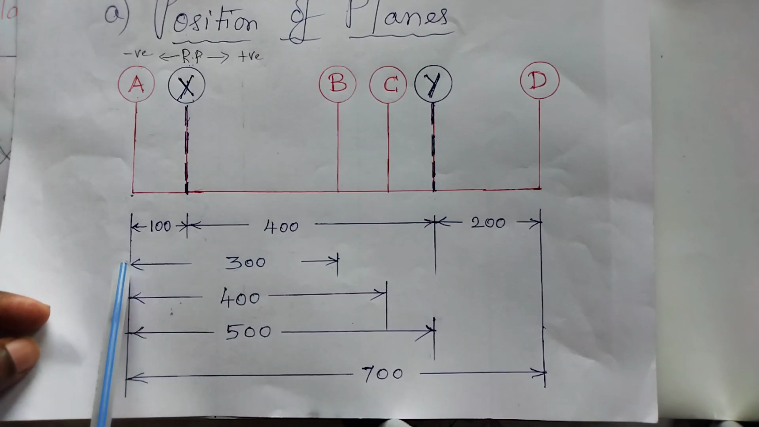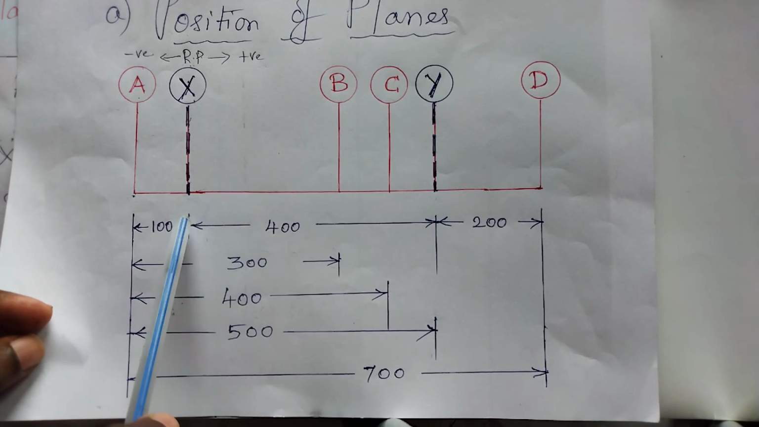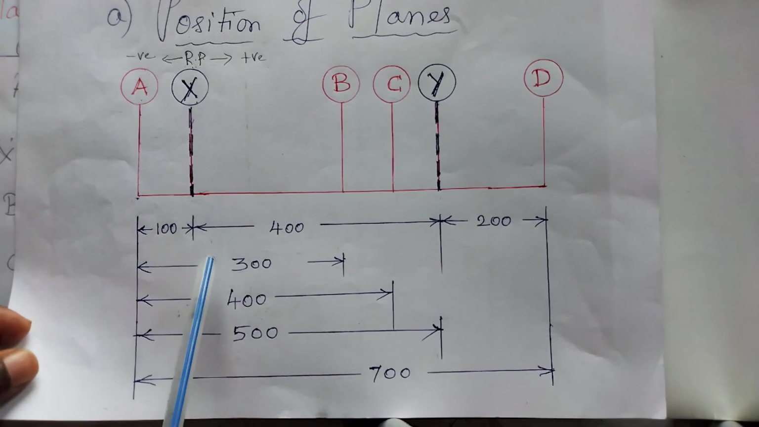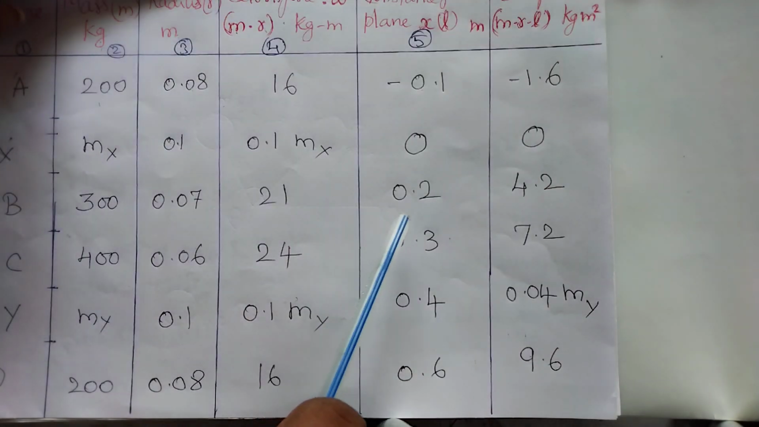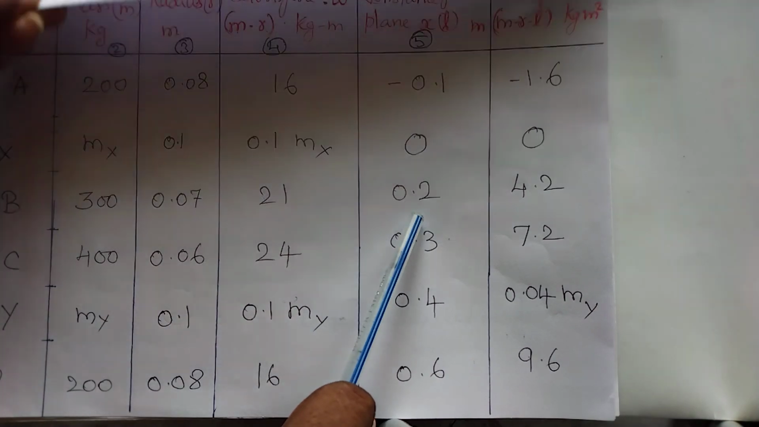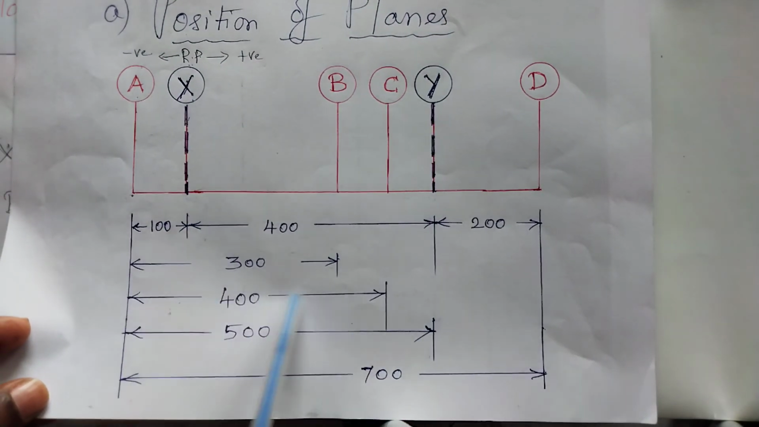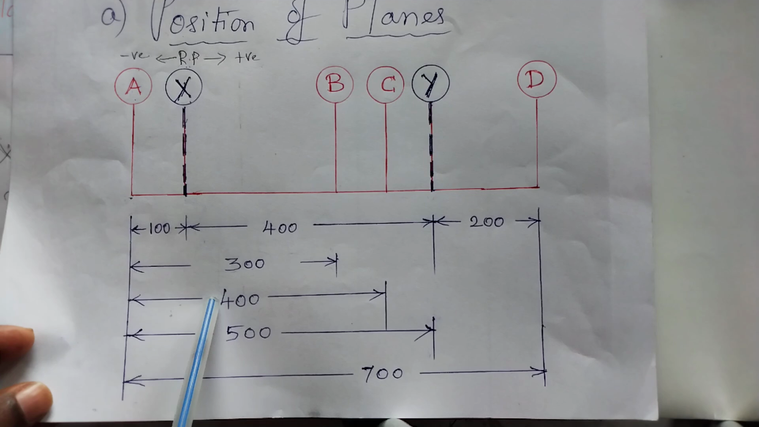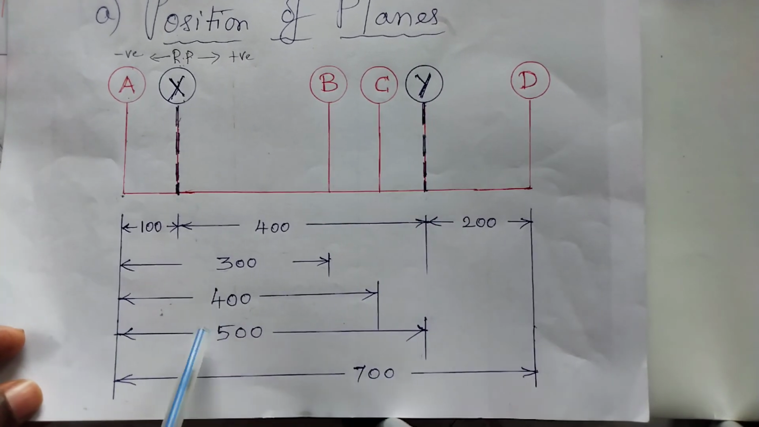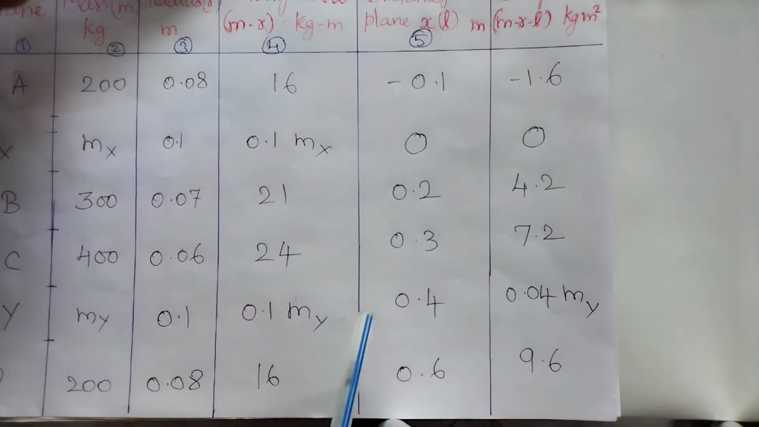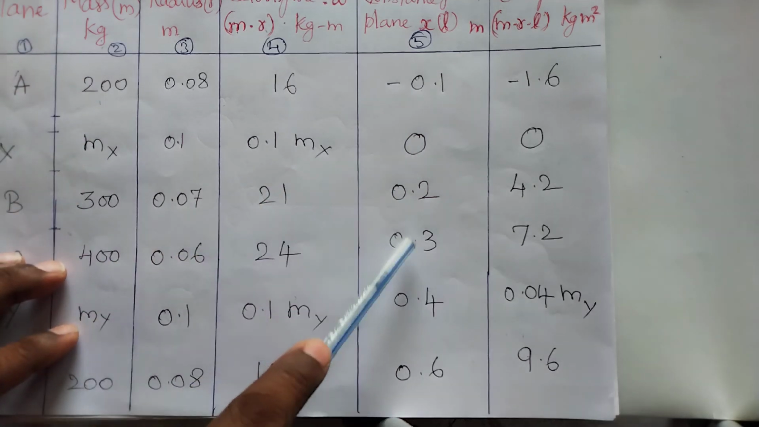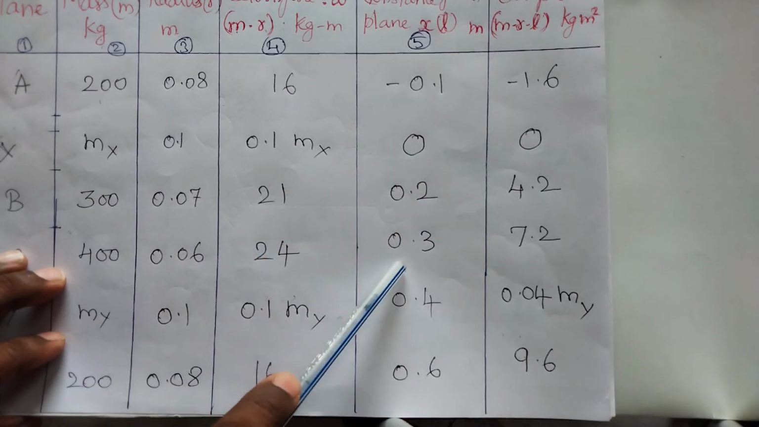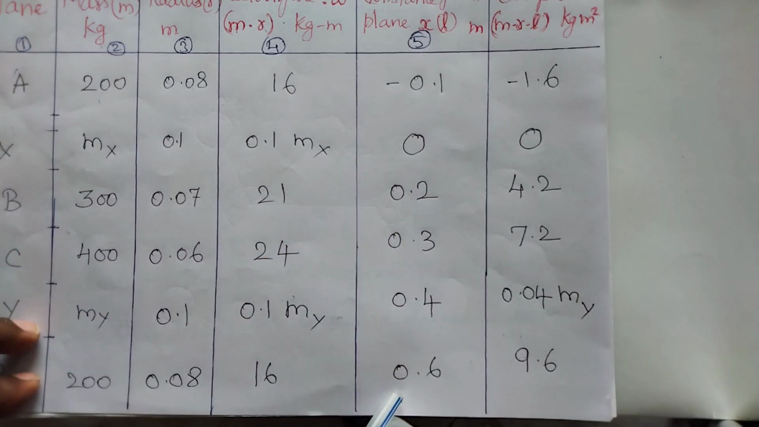Then for B, you have to calculate the distance from this reference. From A to B it is 300, so here it is 300 minus 100, you will get 200. So here you can see 0.2. Similarly for C, it is 400 minus 100, you will get 300. Similarly for this one, 500 minus 100, you will get 400. So the corresponding distances here are 0.2, 0.3, 0.4 and 0.6.